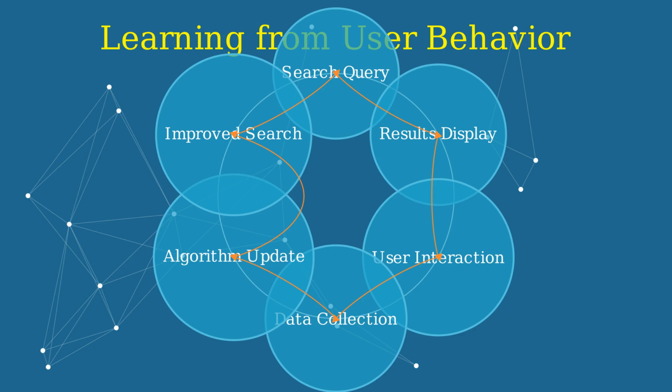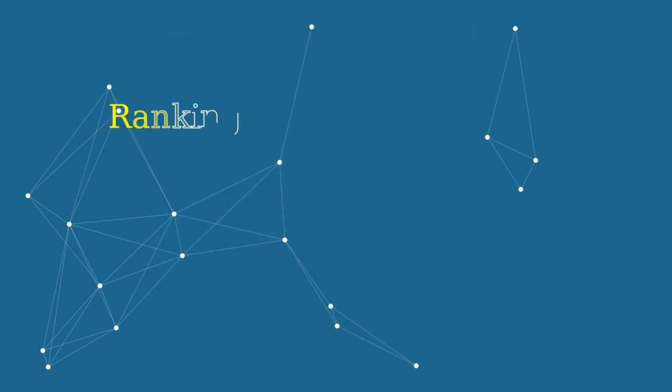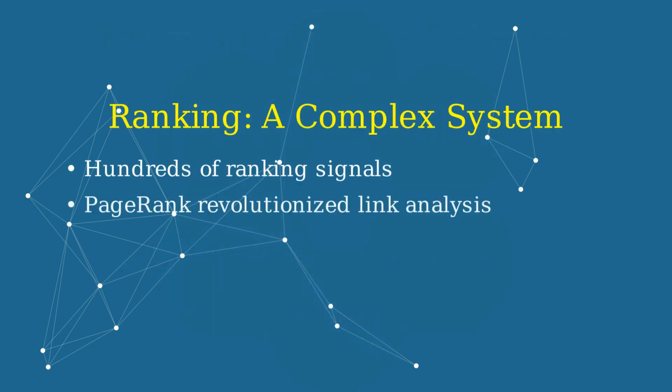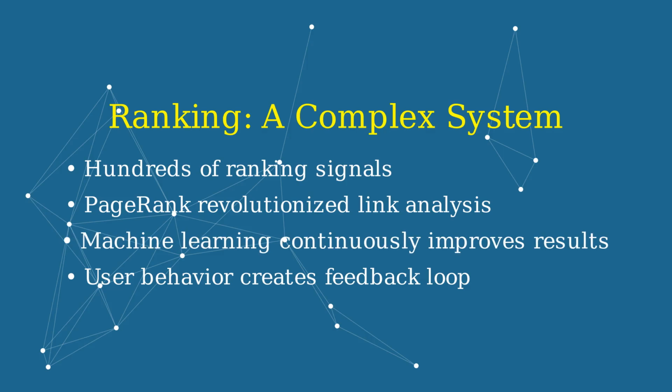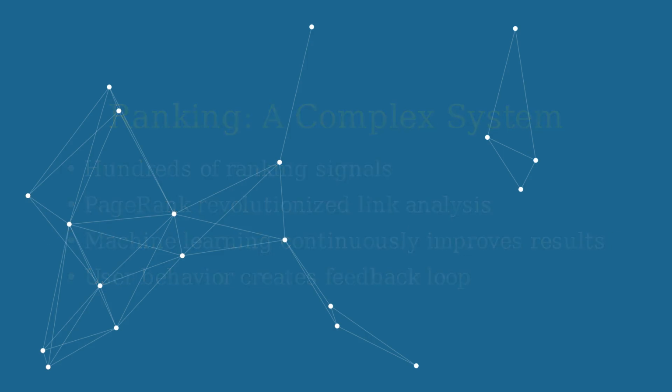In summary, ranking algorithms are complex systems that combine hundreds of signals to determine the most relevant results for each search query. These systems are constantly evolving, with machine learning playing an increasingly important role in delivering the most useful search results.